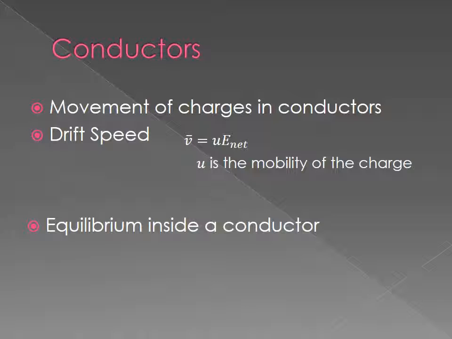So by definition, as we talked about on Thursday, if a conductor is in equilibrium, the net electric field is 0. So if the net electric field is 0, then the average drift velocity of any charge in this material also has to be 0. But that has to be in equilibrium inside the conductor.